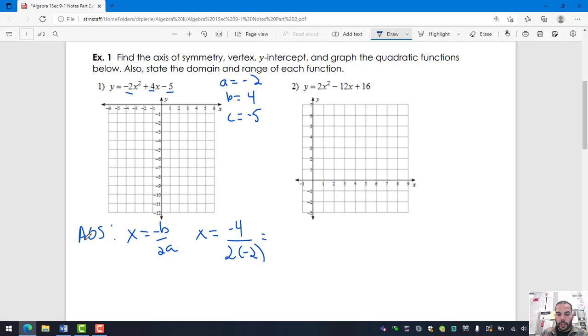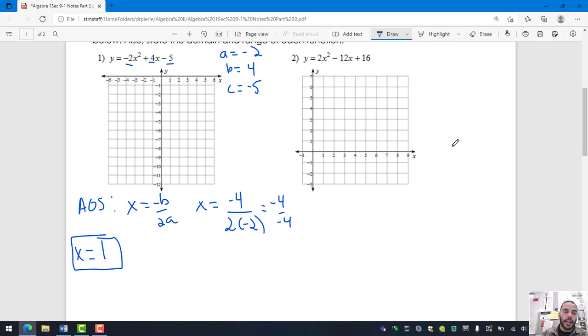Simplify this a little bit. It should be negative 4 over negative 4. Negatives cancel, and you should be left with x is equal to 1. Okay, as soon as you get your axis of symmetry, it is a good idea to sketch it as a dotted line on your graph. Your axis of symmetry that cuts the parabola in half is going to be right here, at positive 1.